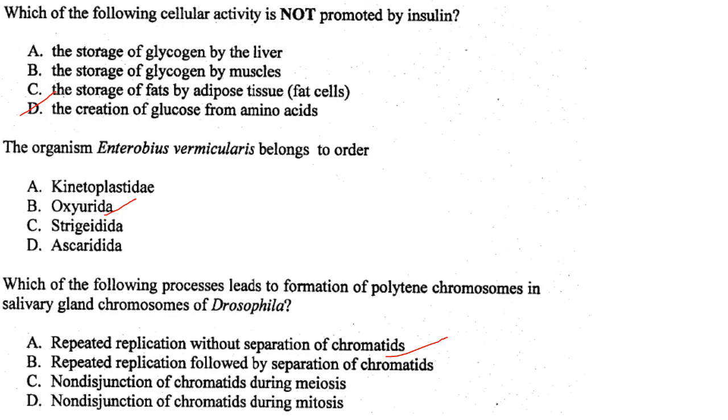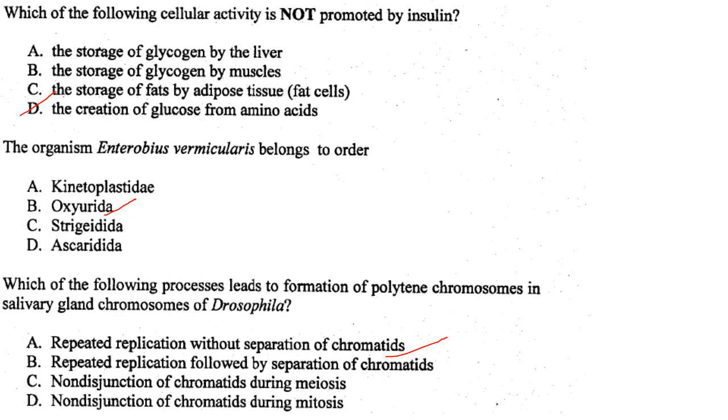Now next one. Which of the following cellular activities is not promoted by insulin? The storage of glycogen by the liver, that's correct. The storage of glycogen by muscles, that is also correct. The storage of fats by adipose tissues, that is fat cells, that is also correct. All three are cellular activities promoted by insulin, but creation of glucose from amino acids is not promoted by insulin. So answer is option D.